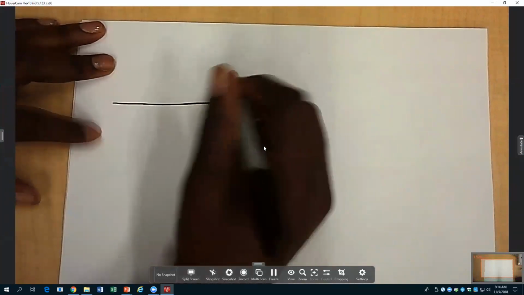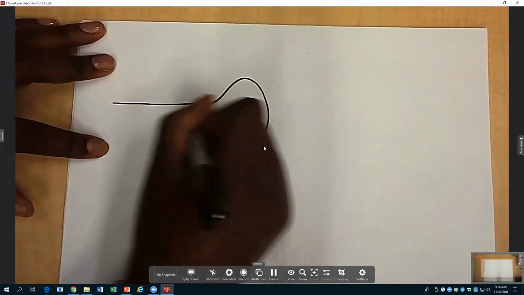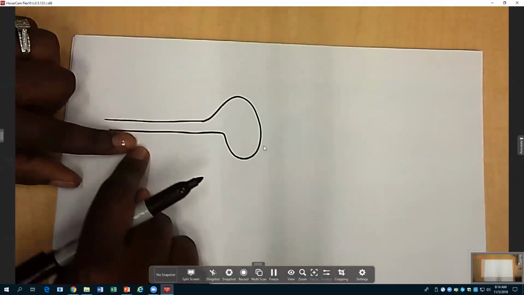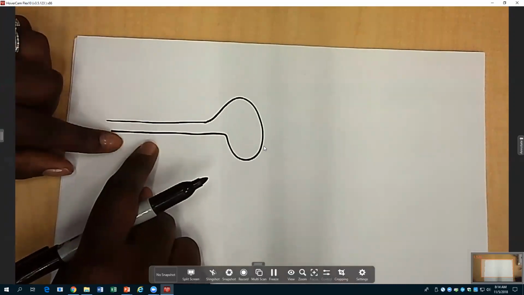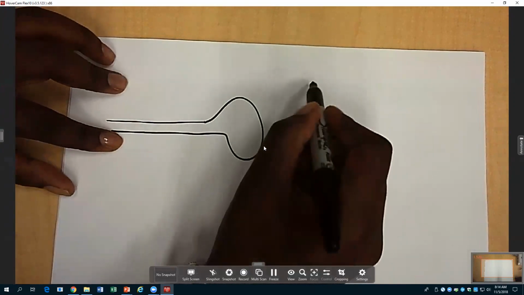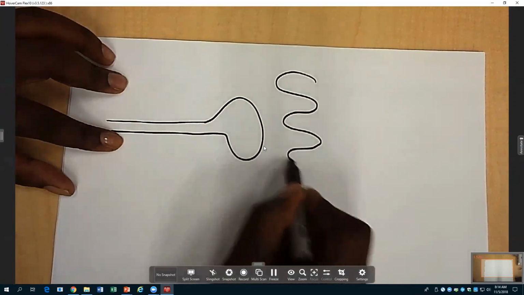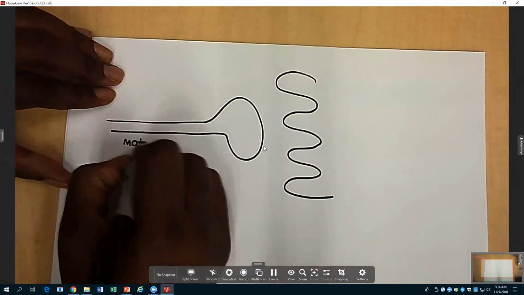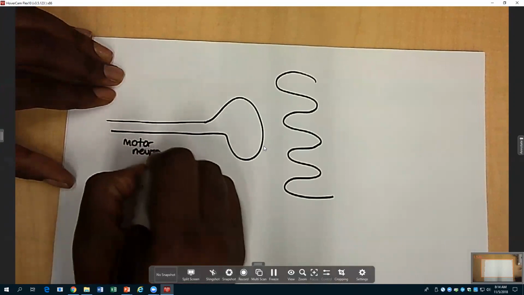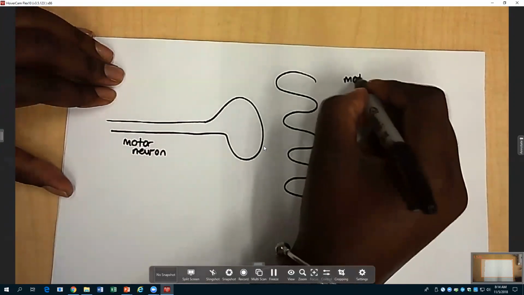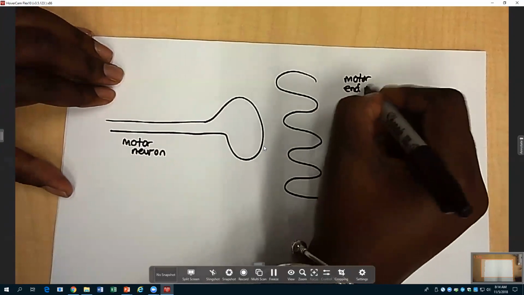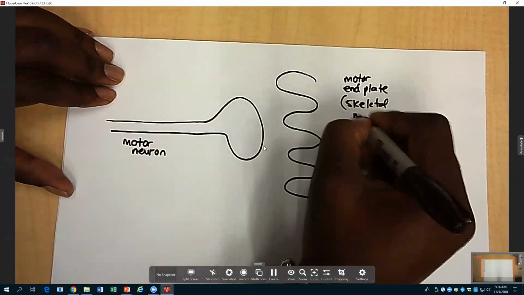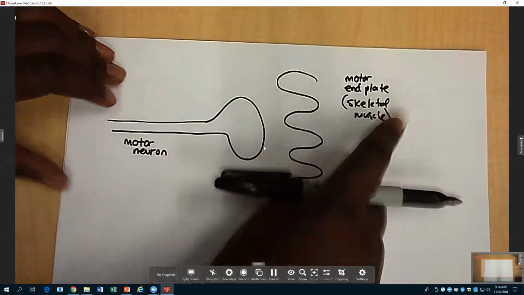So we have our motor neuron, our terminal bouton. This is your motor neuron. Again, the fibers here are arising from the ventral horn of the spinal cord. And then we have our motor end plate. So this is your motor end plate. I'm going to write here motor neuron and motor end plate. And again, this is skeletal muscle. So this is voluntary.